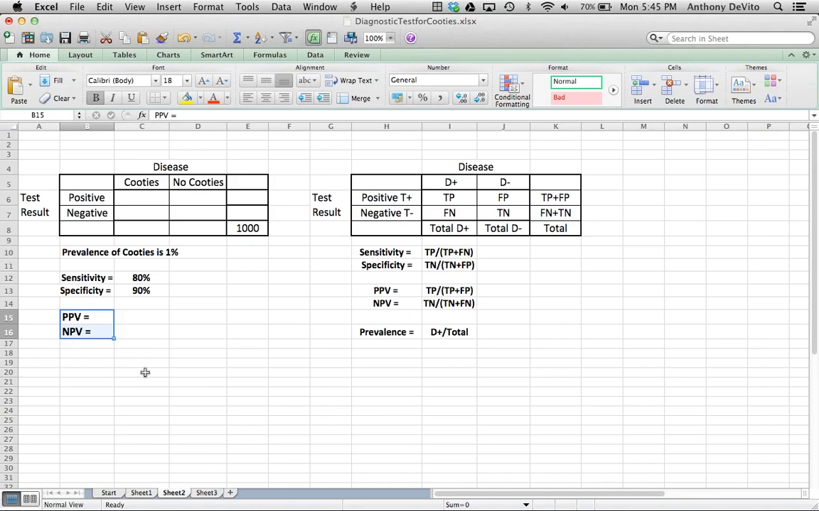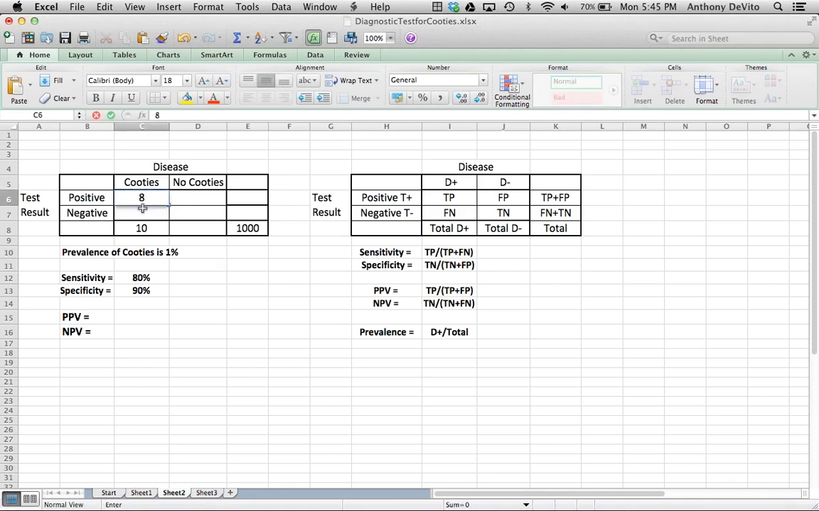We're going to take exactly the same test, right? Except this time the prevalence is 1% instead of 10%. We have a disease that's not very prevalent. We test 1,000 people for this disease. Out of those 1,000, now it's only 1%, so only 10 of those people are going to have cooties. Not 100, only 10, 1% of that 1,000.